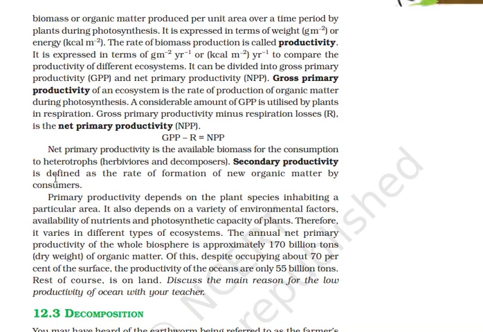Secondary productivity is defined as the rate of formation of new organic matter by consumers. Primary productivity also depends on the plant species inhabiting a particular area.